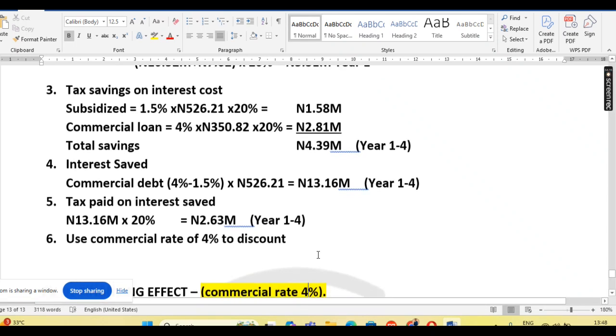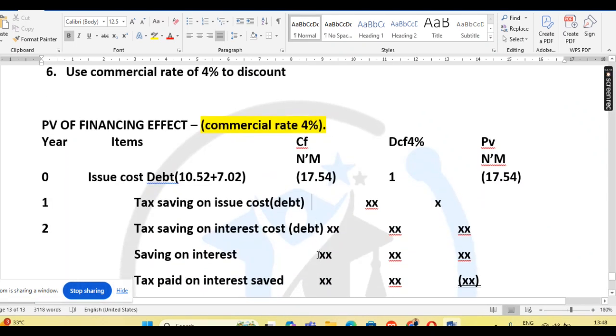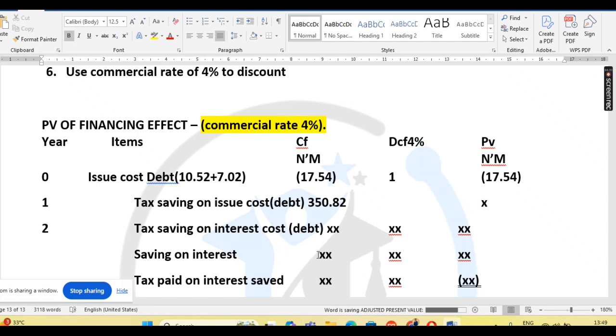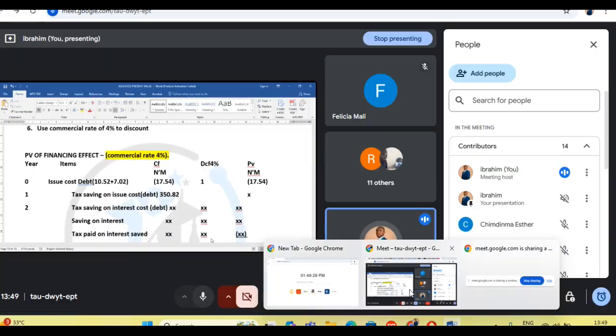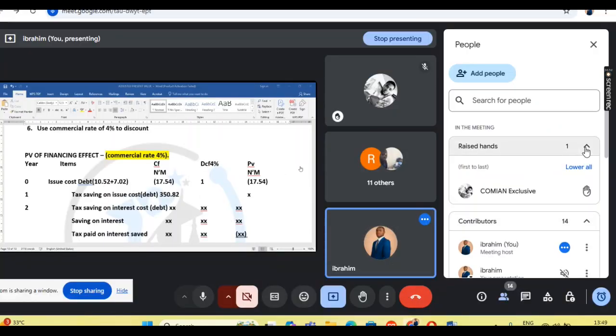Issue cost is 350.82. So, year one, what is the DCF? Using 4%, what is the DCF? What is the DCF? Exclusive.